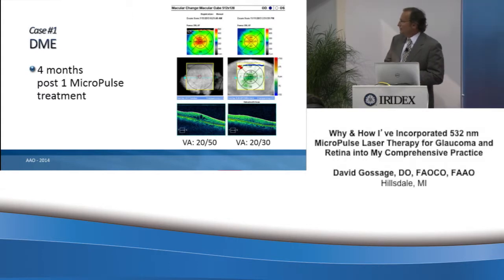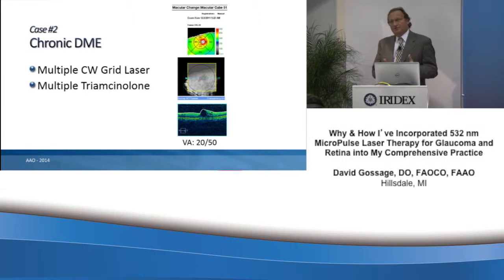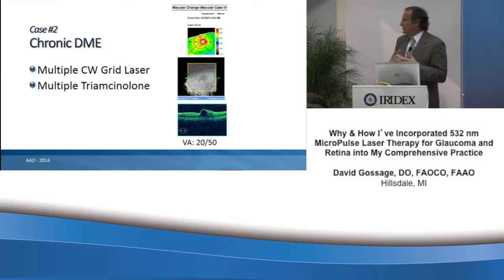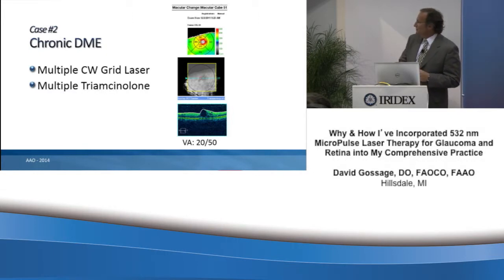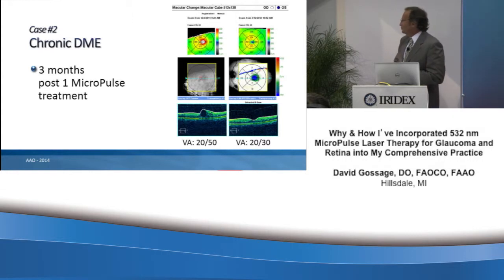Here's another patient who had chronic macular edema. They had multiple continuous wave laser grids in the past. This is like one of my first cases. This is back in December of 2011. So at first, you know, you're a little bit concerned about treating over that area, which is the fovea. And so, you know, you have to have blind faith and you go forward with it and you treat it. And in this case, this is 3 months post-treatment. Visual acuity improved from 20/50 to 20/30 with nice resolution of the edema.